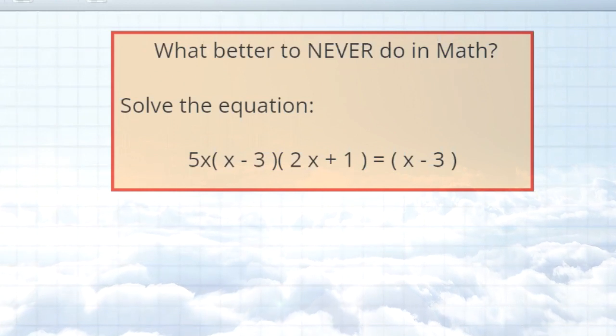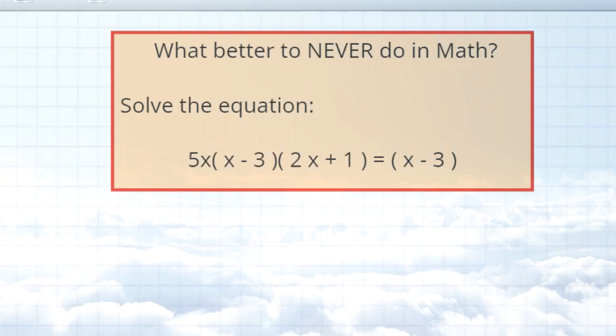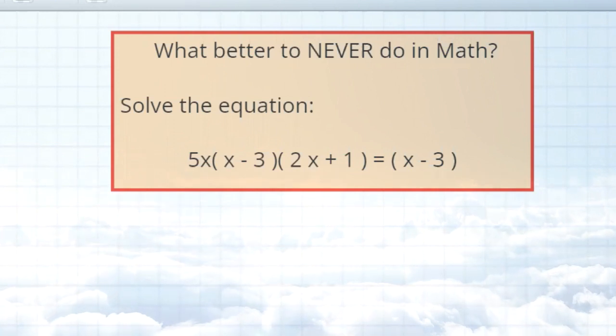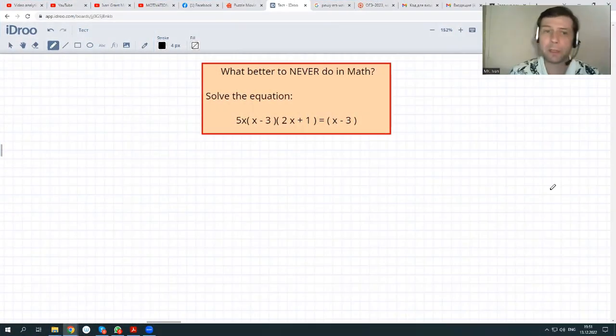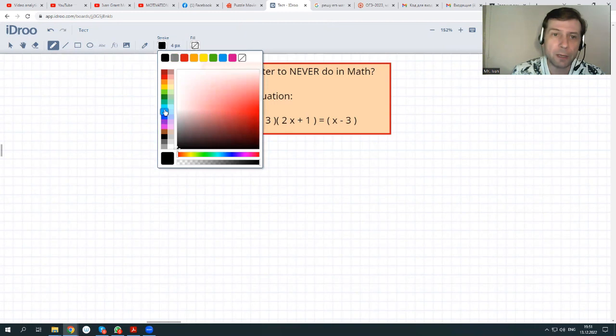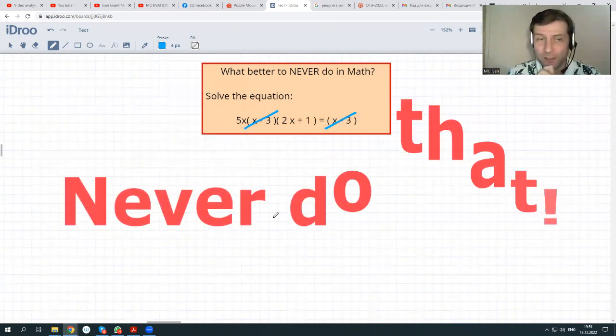Let's take a look at this equation. 5x times (x minus 3) times (2x plus 1) is equal to (x minus 3) on the right-hand side. I am asking what we could do at the first step. Many people say, oh, you see, we have these x minus 3 pieces. Students, better to cancel them out. And it would be simplified. We can now solve it. Please never do that.